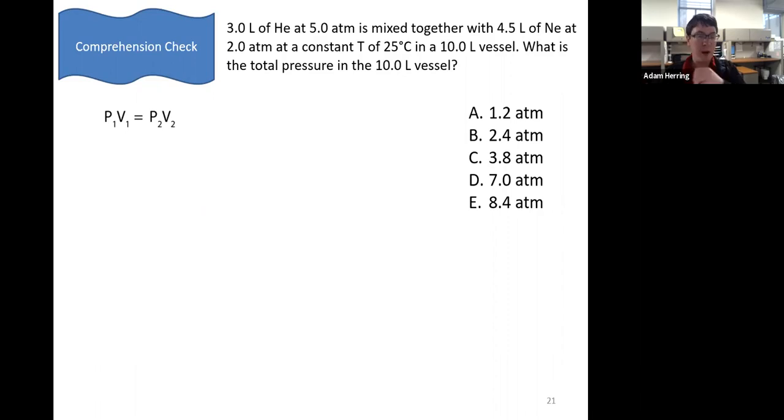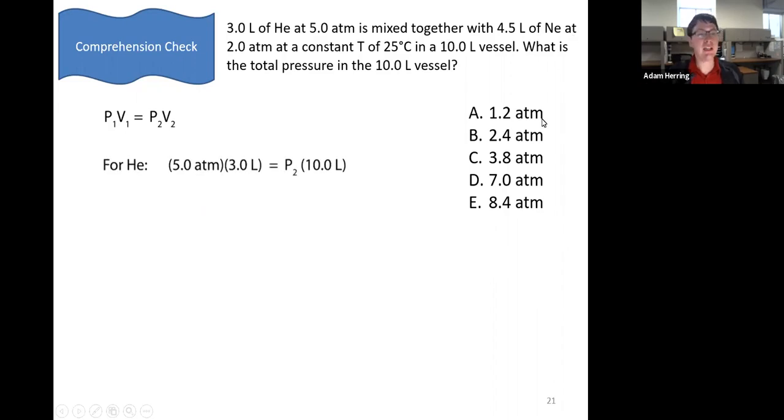So by using this relationship, this is Boyle's law, but this comes from the ideal gas law as well. We can relate the pressure and volume of one of the gases under the first conditions to the second condition, meaning the volume of 10 liters. So for helium, we know that its initial conditions are 5 atmospheres and 3 liters. And we're putting it into a 10-liter container.